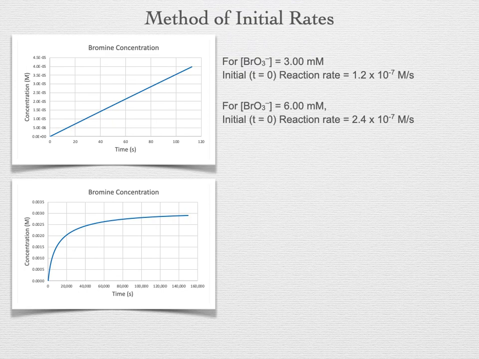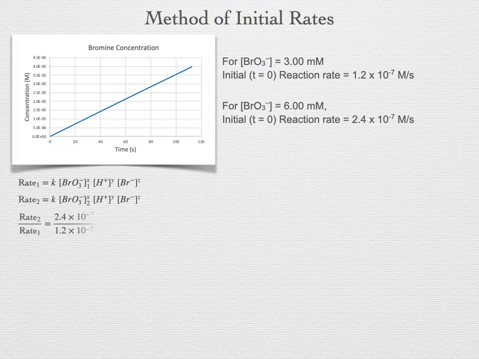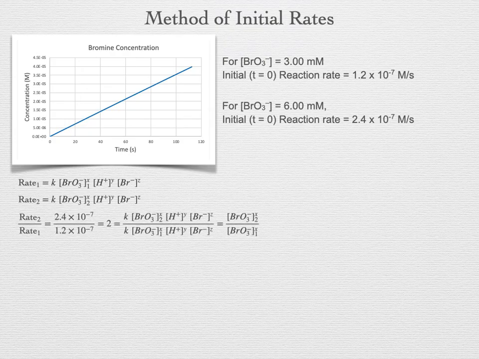Other situations may be more complicated, so let me show you how you can work this out mathematically. We write out the rate law for both experiments. The two rates and the two bromate concentrations are indicated by subscripts. Divide the second equation by the first. You can see that it really boils down to just the ratio of the two concentrations, each raised to the exponent in question, being equal to the ratio of the rates, which we find to be 2.